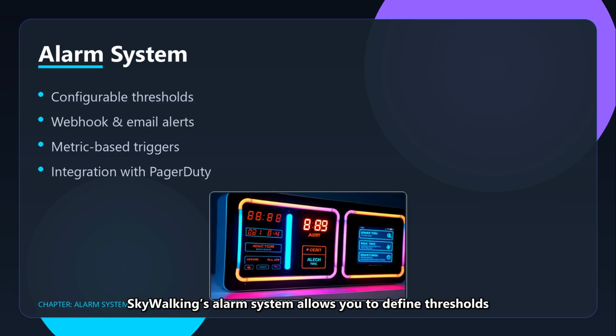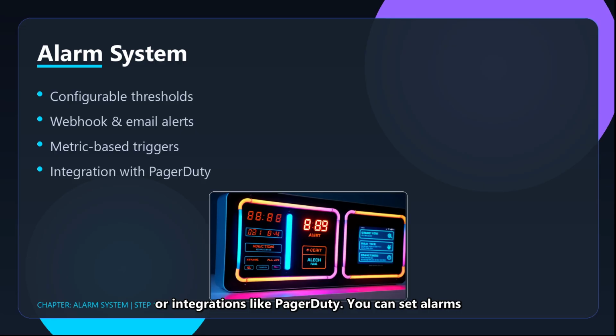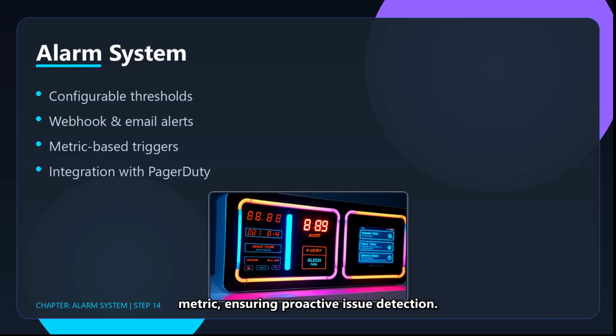SkyWalking's alarm system allows you to define thresholds for metrics and receive alerts via webhooks, email, or integrations like PagerDuty. You can set alarms for response times, error rates, or any custom metric, ensuring proactive issue detection.